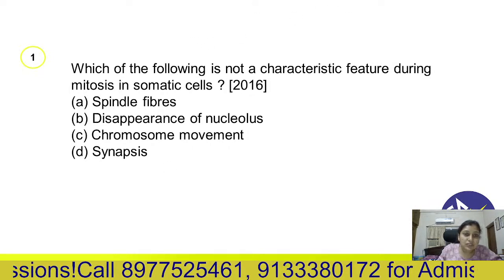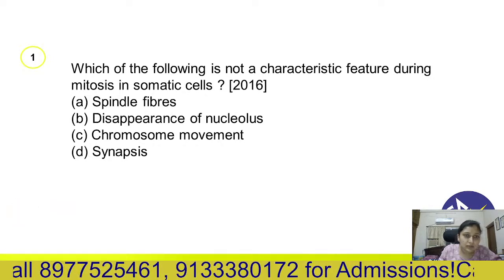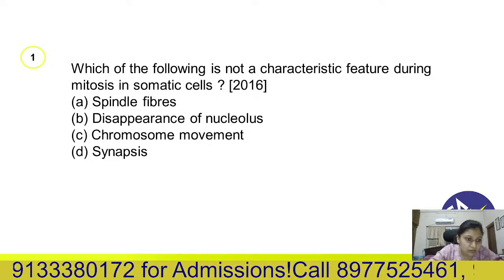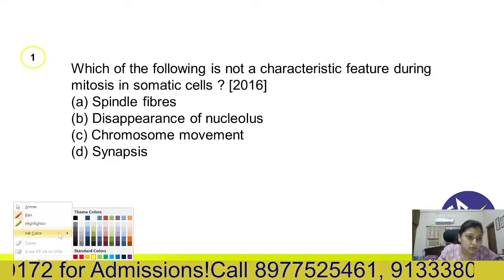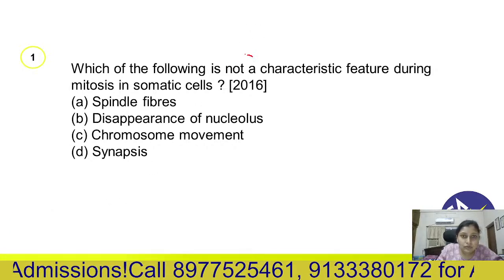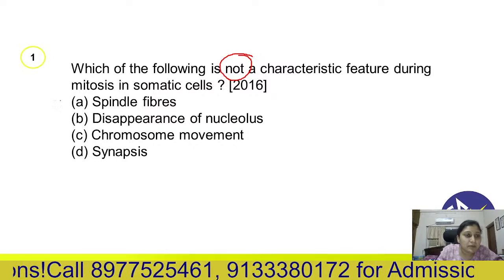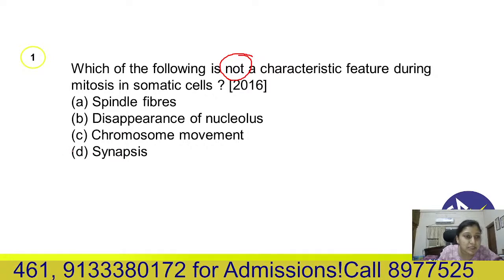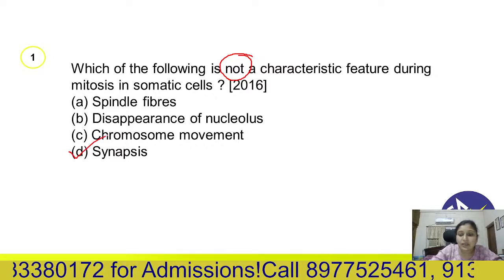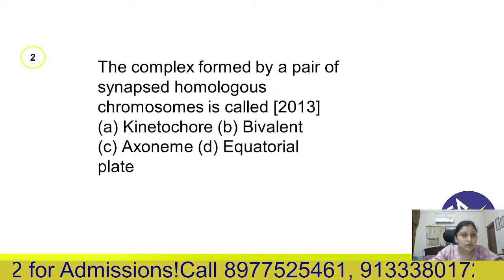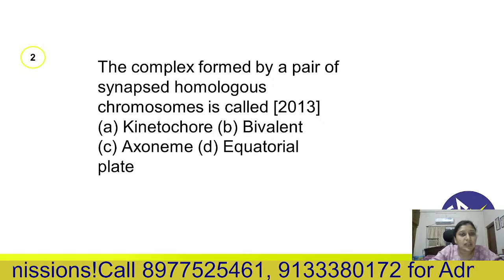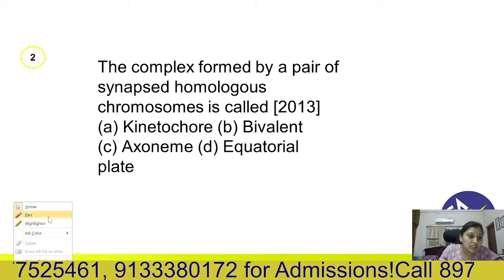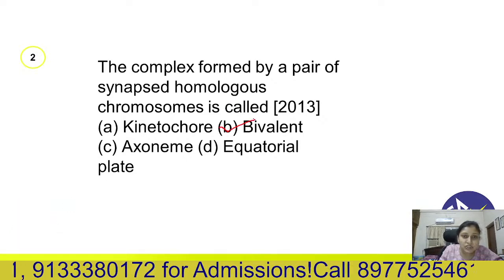So, not a characteristic feature during mitosis. You need to focus on the word not. Spindle fiber formation occurs, disappearance of the nucleus also occurs, chromosome movement occurs, but synapsis does not occur in mitosis. So this is the correct option. The complex formed by a pair of synapsed homologous chromosomes is called a bivalent or tetrad.